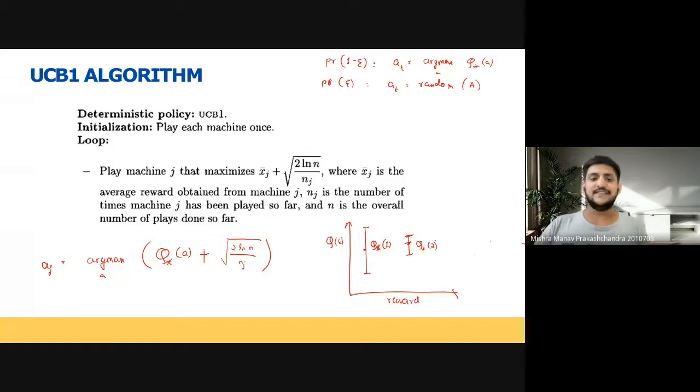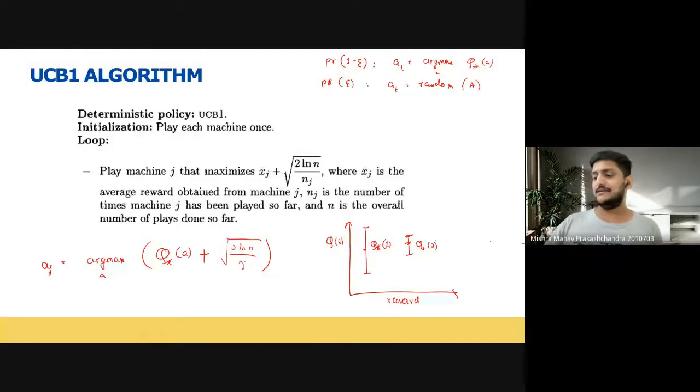What happens is with time, as I sample arm j more and more, nj keeps on increasing. With an increase in nj, this error quantity keeps on decreasing. So if I sample arm j more and more times, I'm reducing the uncertainty associated with pulling arm j. I can say that my confidence keeps on increasing with more and more arm pulls. I am increasing my confidence towards the true small q star one, and that way I am going closer and closer to my desired objective.